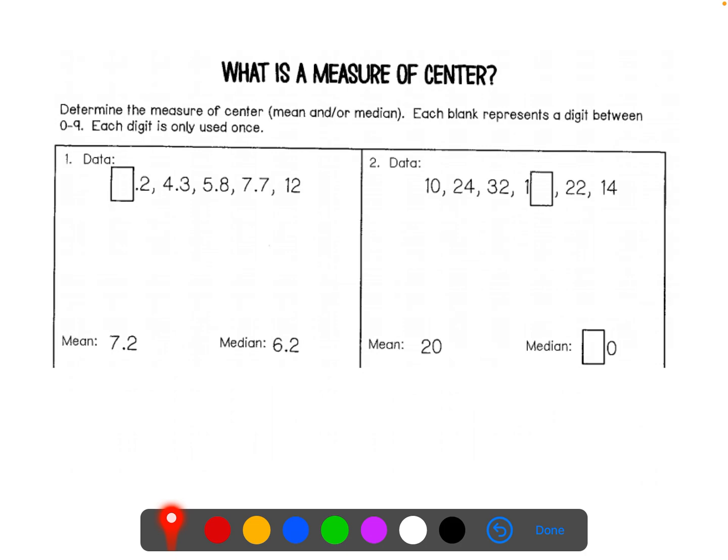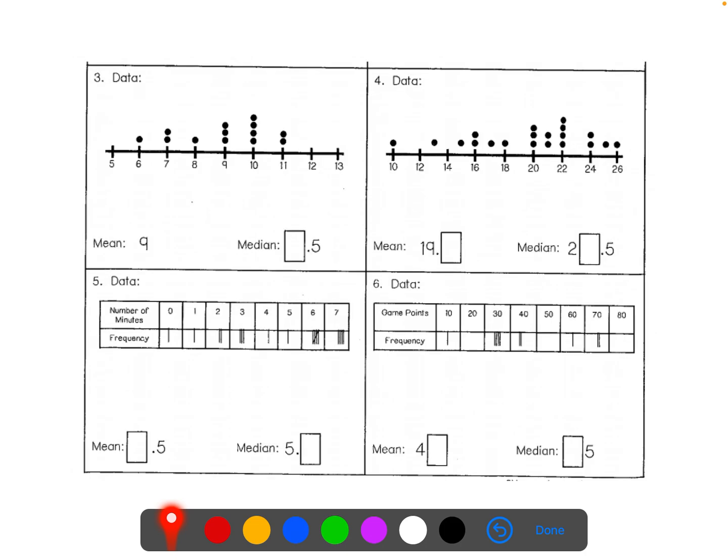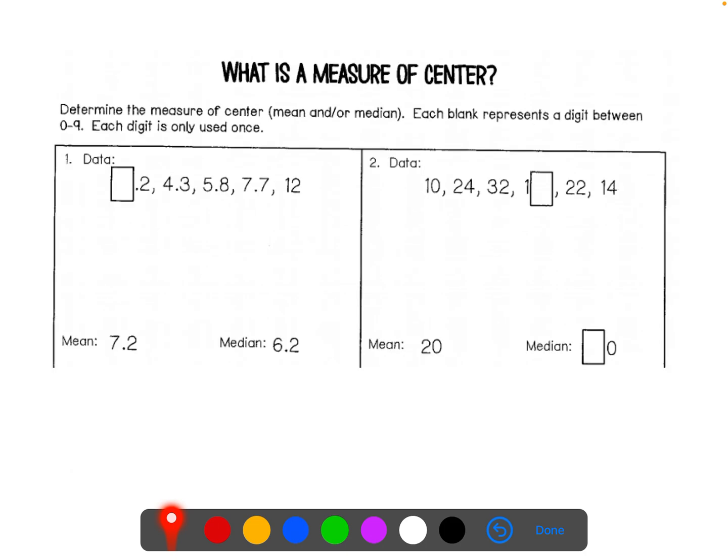So this is going to be the final page that you need to do in the packet before you work on your practice problems. It's these 4 and these 2 questions split over the 2 screens here. But the directions are super important here. It tells you that each blank represents a digit between 0 and 9. Each digit is only used once. So this is like a puzzle. Each of these blanks is going to have one of those digits from 0 to 9. Remember, you can't use one a second time, only one time.